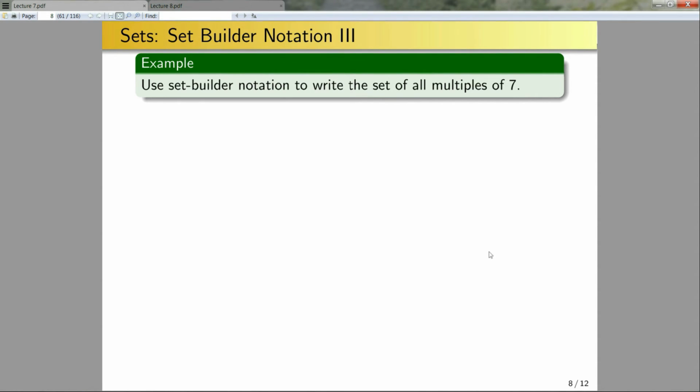Okay, so how could we write this? Well, we could say this is the set of all integers, so the set of all n in Z, such that 7 divides n. So that's one way of writing it. It's a bit cumbersome. It's not really the best way to write this set, so let's think of another way. Well, we could also write this as the set of all 7 times k, where k is an integer. Okay, good. Let's look at one more example.